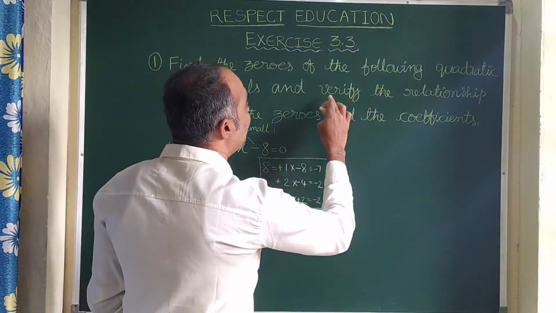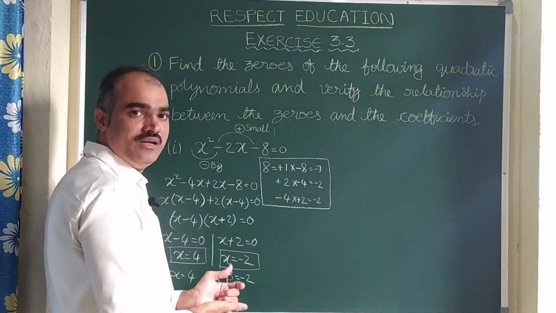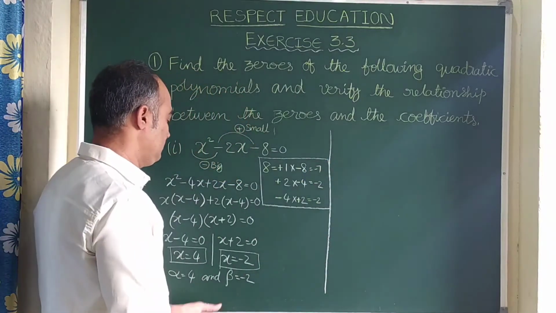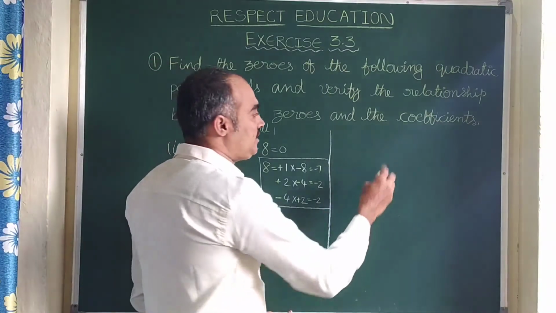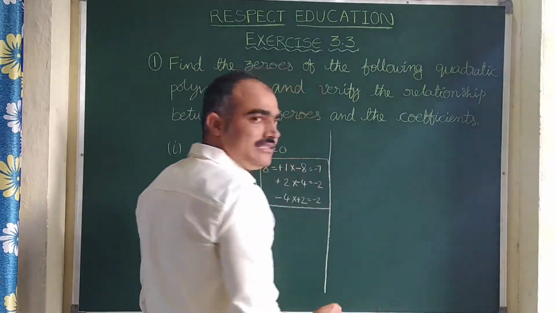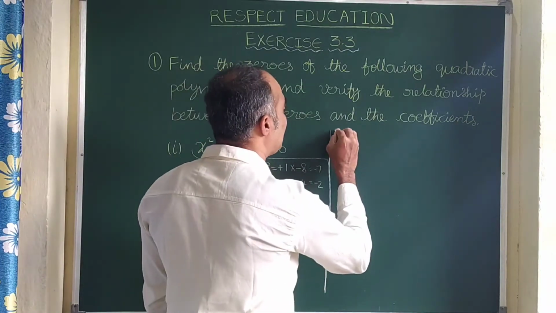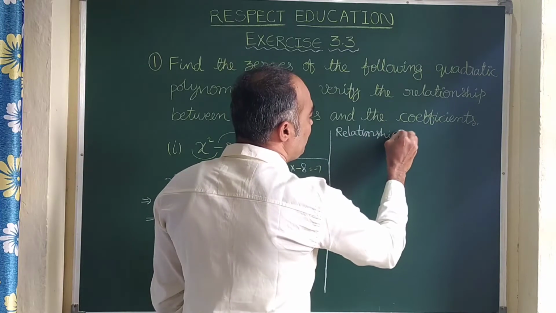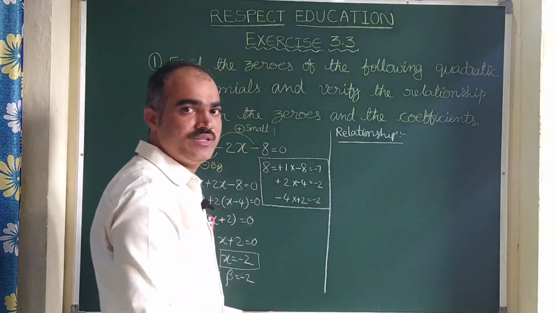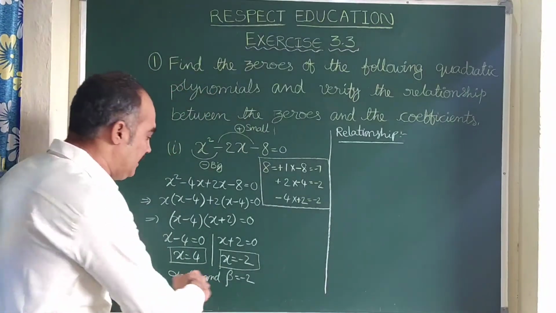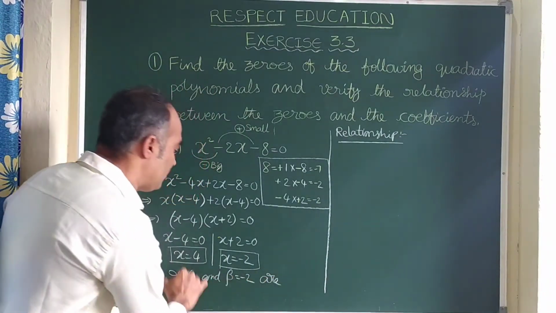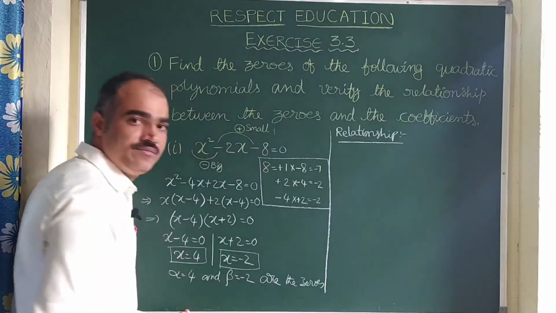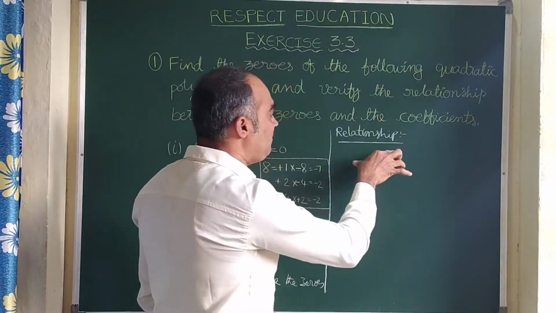Now the thing is that we need to verify the relationship between zeros and coefficients. Here I will do the relation. First this space let us divide into 4 parts. Here I am writing, children, the relationship between the zeros and the coefficients. So till here we found the zeros. Alpha equal to 4 and beta equal to minus 2 are the zeros. Right? Now I am verifying the relationship.